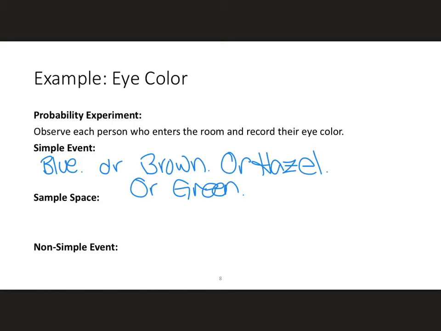Now the sample space is going to be the list of all possible outcomes. So blue, brown, green, etc.